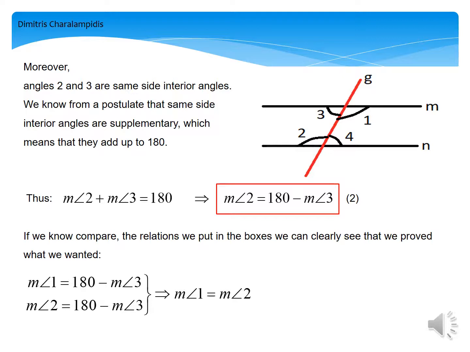If we now compare these two relations we put in the boxes, we can clearly see that we proved what we wanted. Indeed, if measurement of angle 1 is equal to 180 minus measurement of angle 3, and at the same time measurement of angle 2 is also equal to 180 minus measurement of angle 3, by applying the transitive property or even the substitution property, we can conclude that measurement of angle 1 will be equal to measurement of angle 2. And this means that, indeed, angles 1 and 2 will be congruent.